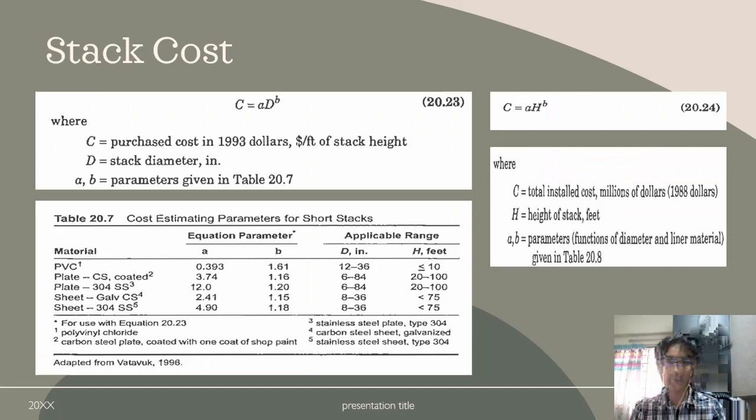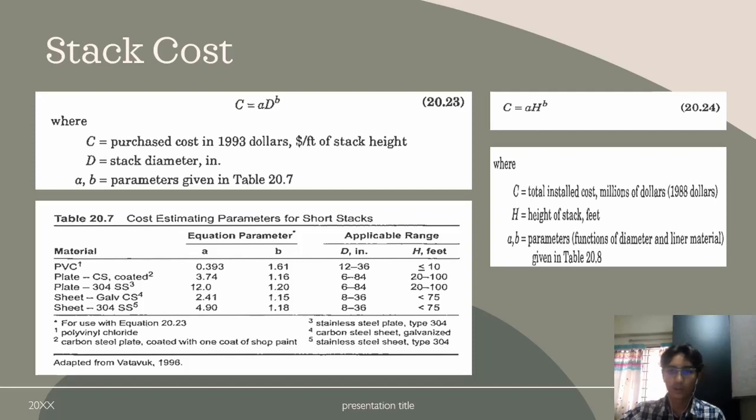Another consideration that needs to be put into designing is the stack cost. For cost estimating purposes, stacks are arbitrarily classified as either short, less than about 120 feet, or tall, which can exceed about 1,000 feet. A short stack is essentially a vertical duct supported in some manner either by its own structure, by an external structure, or with guy wires.